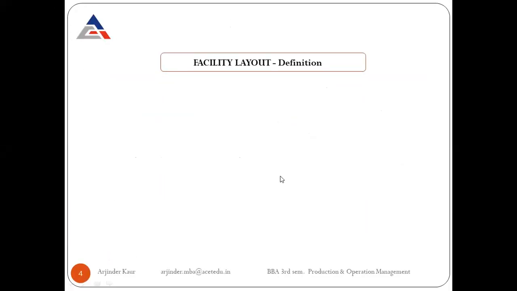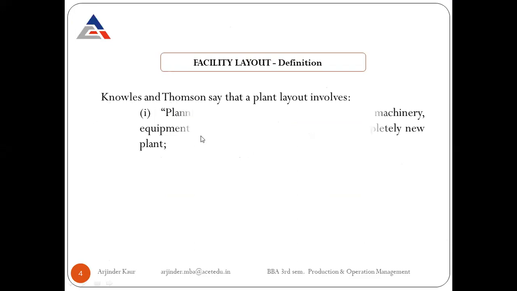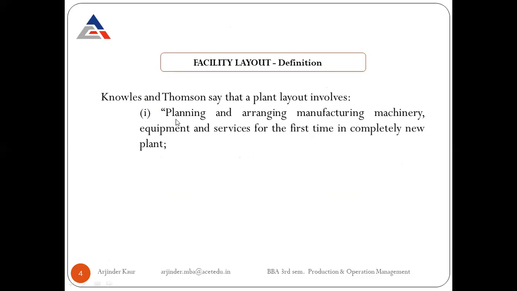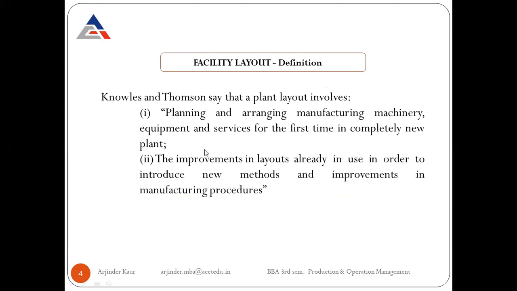Next is the definition of facility layout. As defined by Knowles and Thompson, plant layout involves planning and arranging manufacturing machinery, equipment, and services for the first time in a completely new plant, and the improvements in layouts already in use in order to introduce new methods and improvements in the manufacturing procedures.